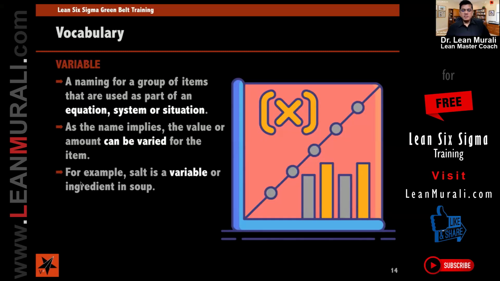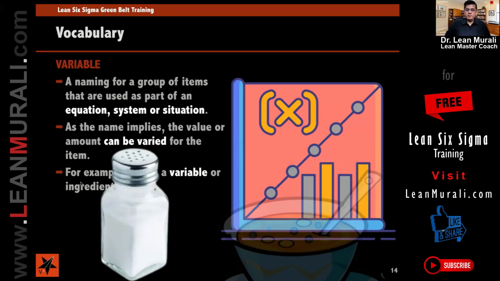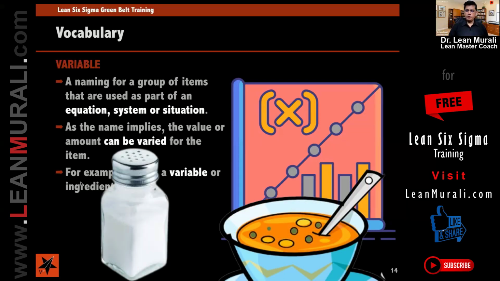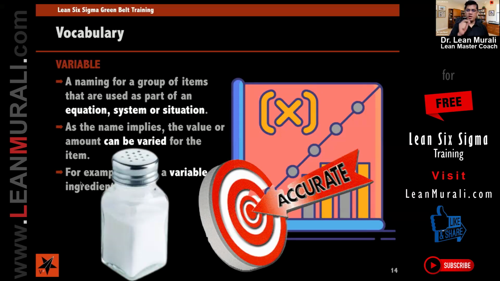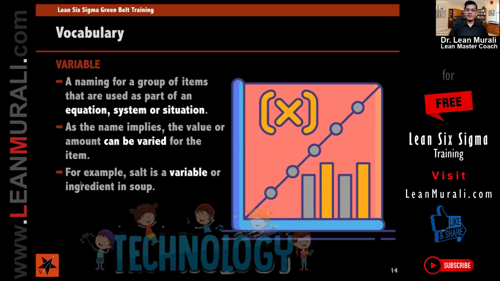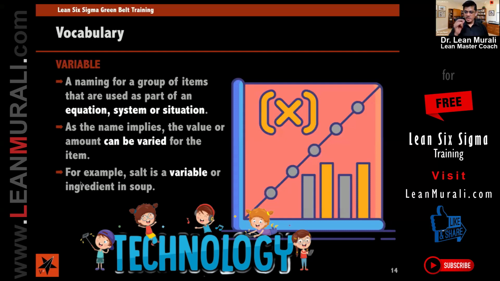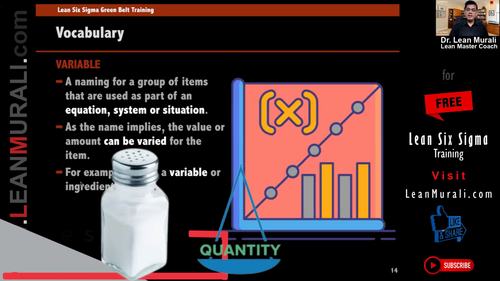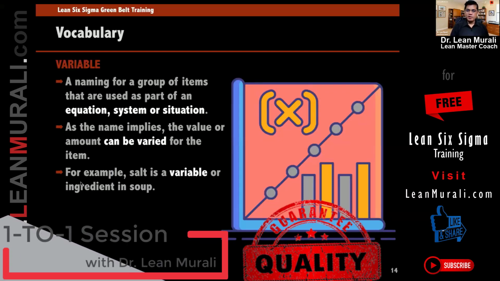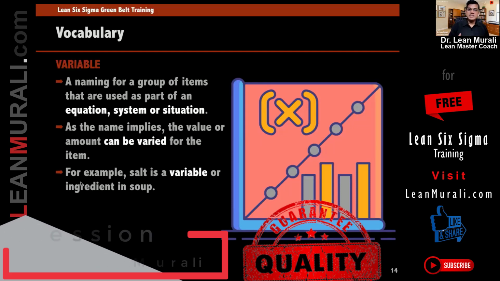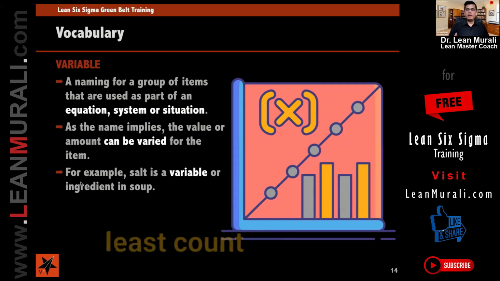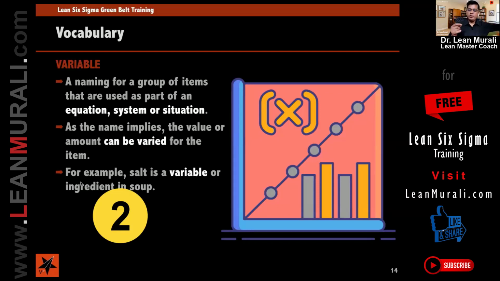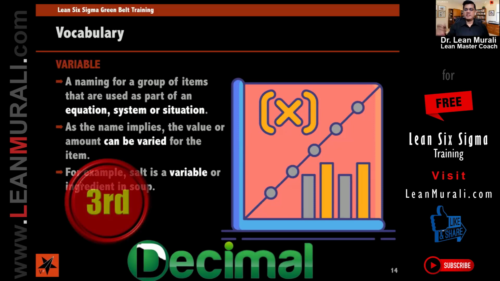Here I have given one example. Salt is a variable for an ingredient in the soup. Now, can you put the accurate amount of salt in the soup every time you make it? Is it possible? Even with the highest form of technology, can you add the same quantity of salt? It might look like the quantity is the same because you don't have sensitive equipment to measure it, the least count. It might vary to the second or third decimal place, etc.